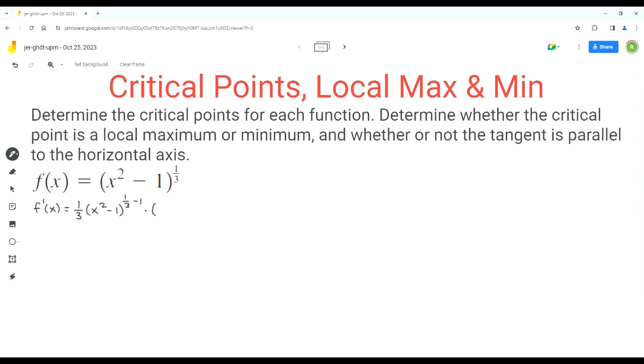So for x squared we'll use the power rule, and the derivative of x squared will be 2x exponent 2 minus 1. So we move the exponent to the front and then we subtract 1 from the exponent. Now the derivative of 1 is equal to 0 because 1 is a constant. Now we can simplify this expression.